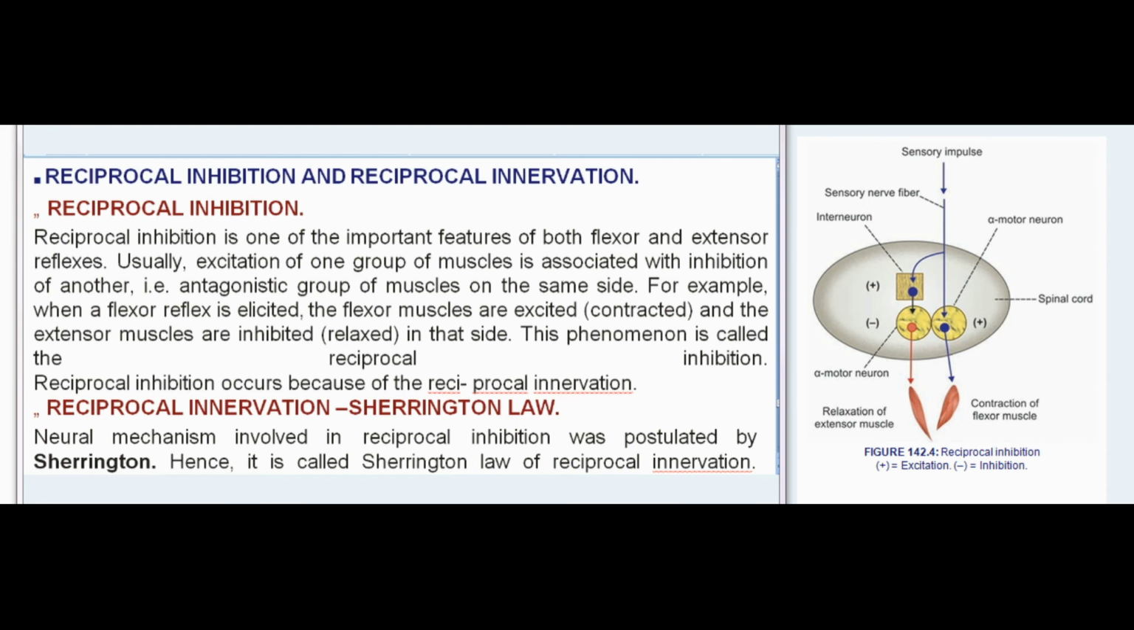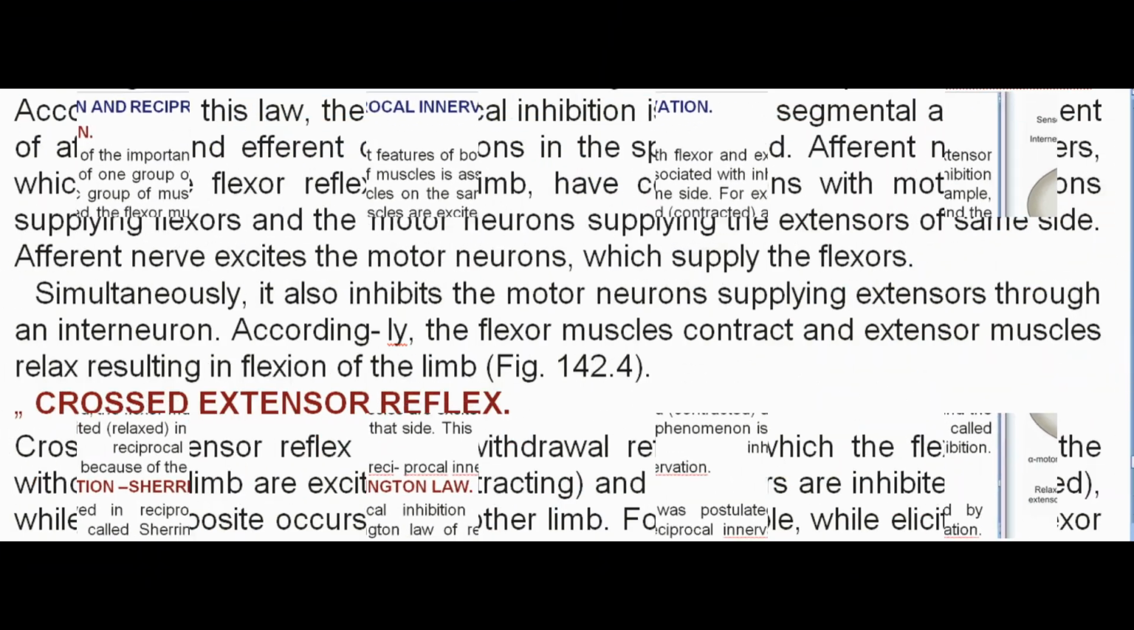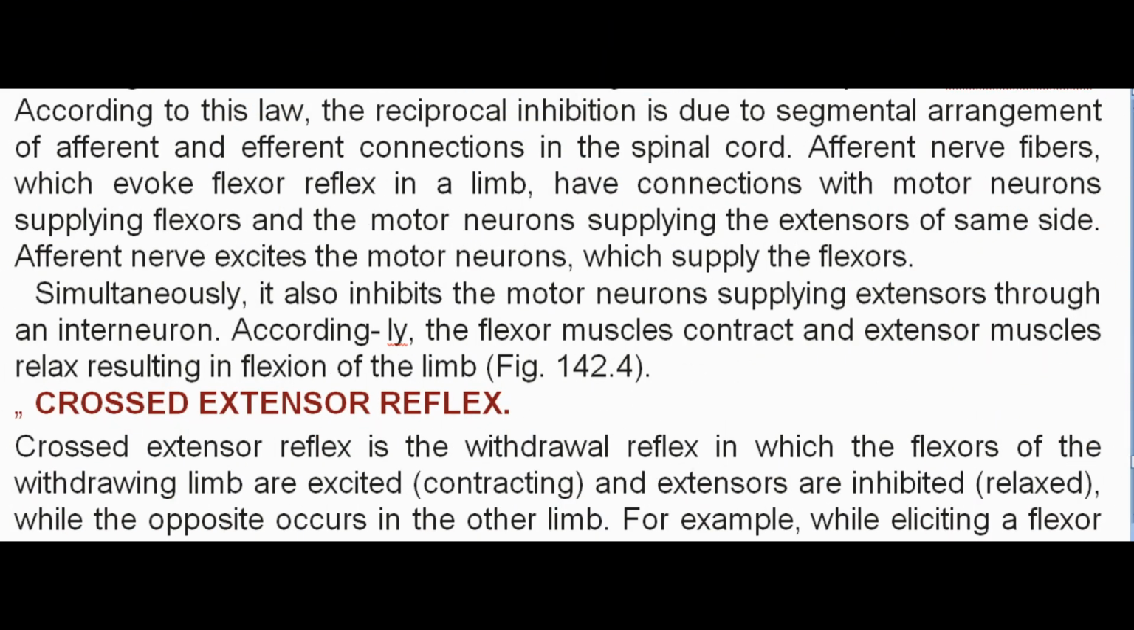Reciprocal innervation, Sherrington law. Neural mechanism involved in reciprocal inhibition was postulated by Sherrington. Hence, it is called Sherrington law of reciprocal innervation. According to this law, the reciprocal inhibition is due to segmental arrangement of afferent and efferent connections in the spinal cord. Afferent nerve fibers, which evoke flexor reflex in a limb, have connections with motor neurons supplying flexors and the motor neurons supplying the extensors of the same side. Afferent nerve excites the motor neurons which supply the flexors. Simultaneously, it also inhibits the motor neurons supplying extensors through an interneuron. Accordingly, the flexor muscles contract and extensor muscles relax, resulting in flexion of the limb, Fig 142.4.